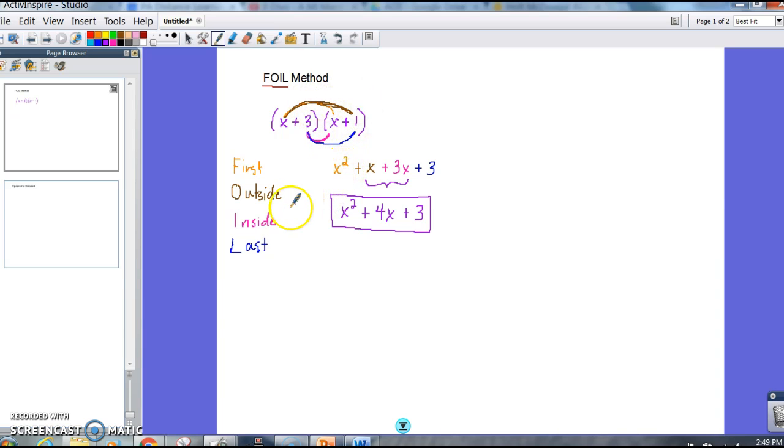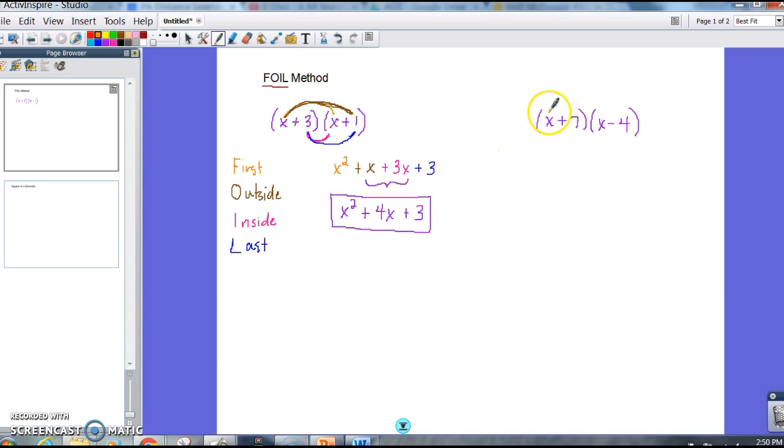And that's all you have to do to multiply two binomials together. Remember, it's called the FOIL method. First, outside, inside, last. If you remember that and you remember what they each mean, you'll be able to do all of these without any problem. So let's try a few more. Let's try x plus 7 times x minus 4. Okay, so we'll go ahead and we'll do our FOIL.